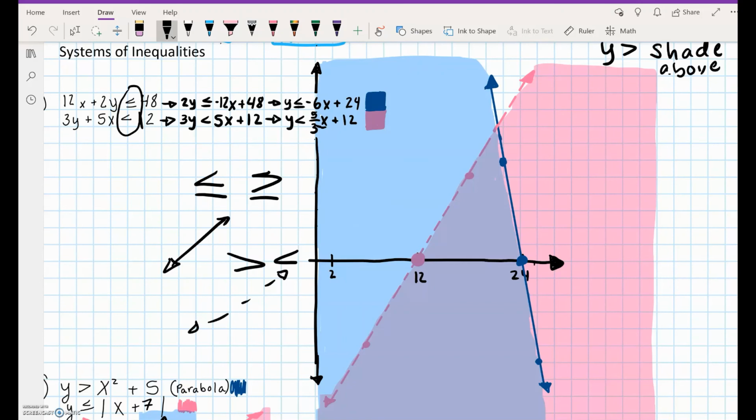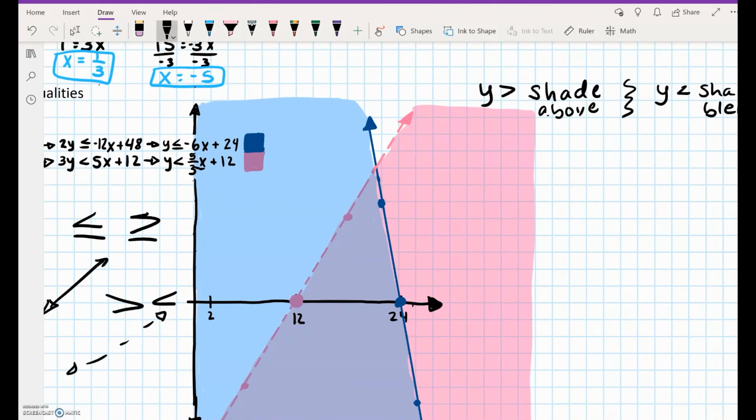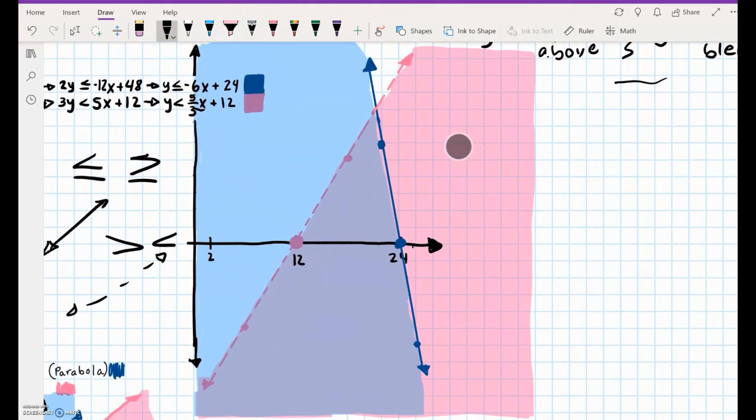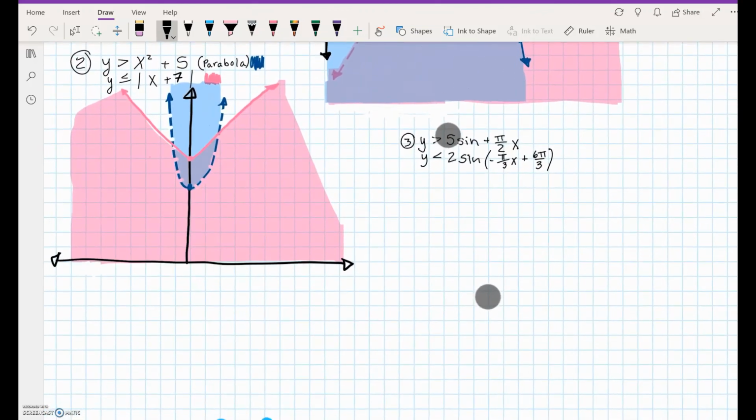So now you're like, okay, but how do you know how you're shading? Well, if the y is greater than blah, blah, blah, then you're going to shade above. If it's less than, then you're going to shade below, which just kind of makes sense. So I did that for both of these. And this part, where it's kind of this purply gray, is your actual answer. You can erase the rest, because all you're actually looking for is where those two are making sense.